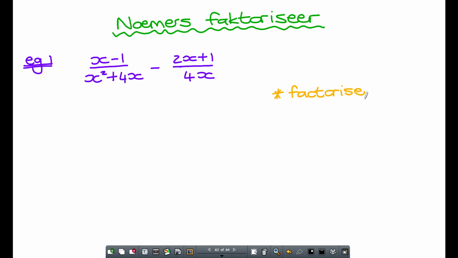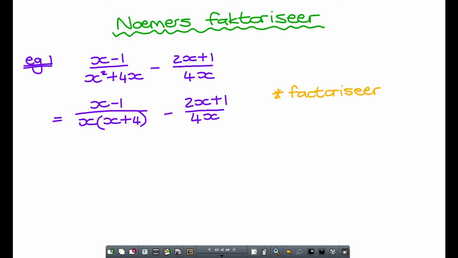Jy gaan factoriseer. Okay, nou kyk gou-gou na my noemer hieronder, x kwadraat plus 4x. Can you see that I can take out a common factor of x? Nee. Okay, so baie dankie. I'm going to have x times (x plus 4). Bo die lyn bly hy nog eers dieselfde. Nee, niks het daar verander. Sien julle dit? Goed. Nou, my tweede term, the second term, the denominator was just 4x. So over there, I couldn't really go and factorize because it was just one term.